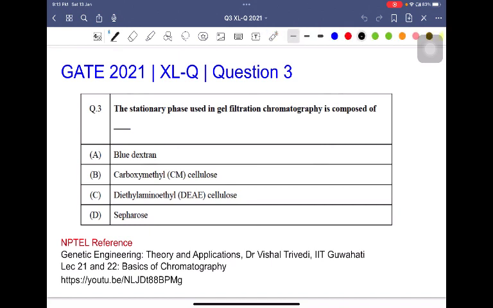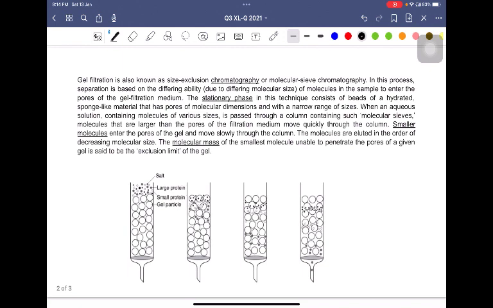So, gel filtration chromatography is also known as size exclusion chromatography, or molecular sieve chromatography. In this process, separation is based on the differing ability, due to differing molecular size, of the molecules in the sample to enter the pores of the gel filtration medium.